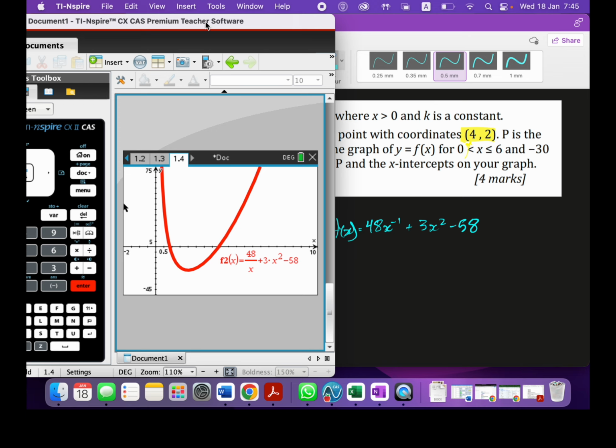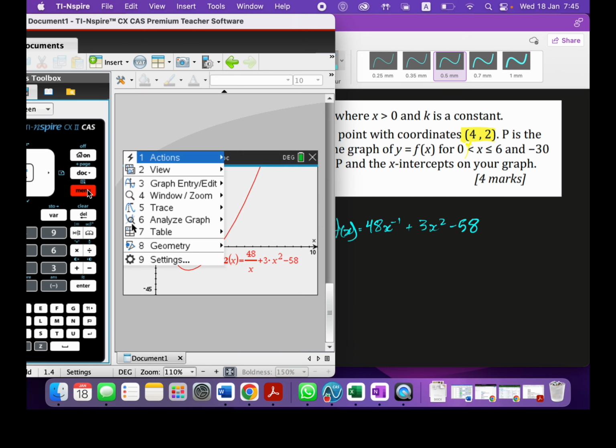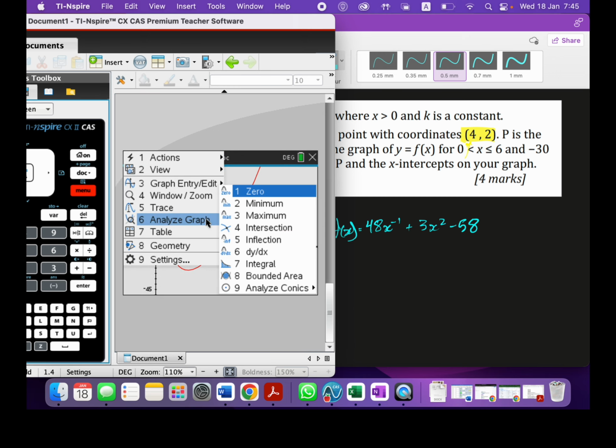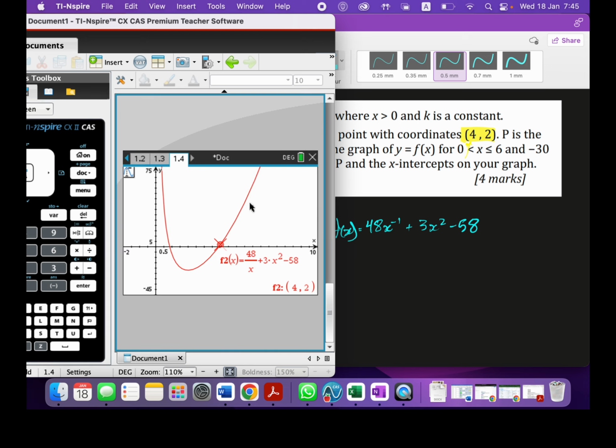Okay, so we get a really interesting graph that looks like this. The only other thing that we need to make sure we have is a minimum point, because that's what it said. So I'm just going to do the trace function. And we have a 0 there. We have a minimum at (2, -22), and another 0 there. So all we have to do is reproduce that.